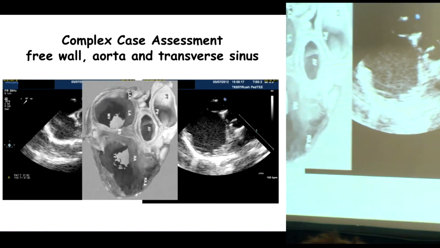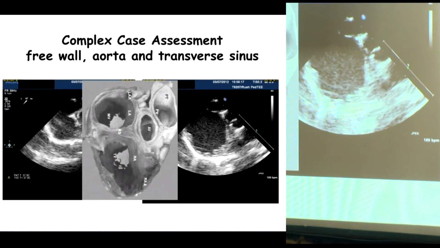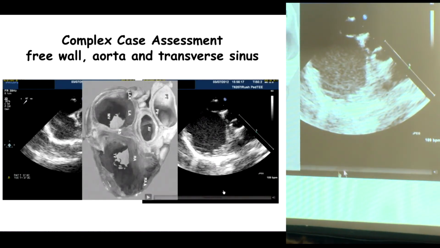So this video should run. And here is how you can see the transverse sinus on echo, this is the transverse sinus. All right, that's the aorta. Here is the left atrial free wall, right atrial free wall, and the aortic rim. So always look for this.